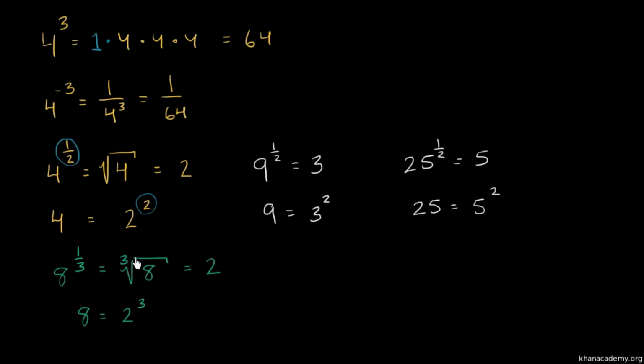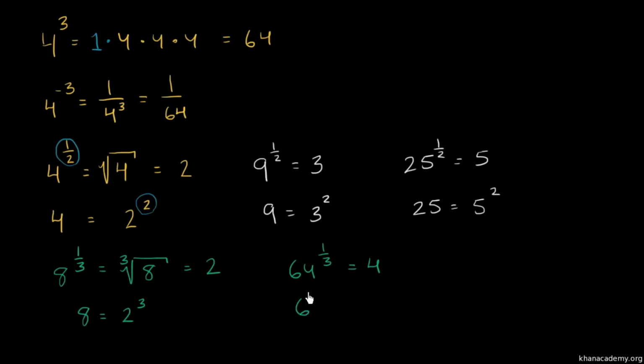This says, hey, give me the number that if I say that number times that number times that number, I'm going to get 8. Well, that number is 2, because 2 to the 3rd power is 8. Let's do a few more examples of that. What is 64 to the 1/3 power? Well, we already know that 4 times 4 times 4 is 64. So this is going to be 4.